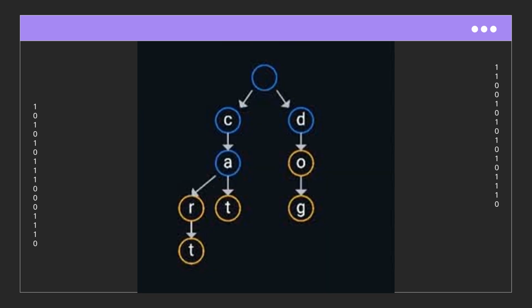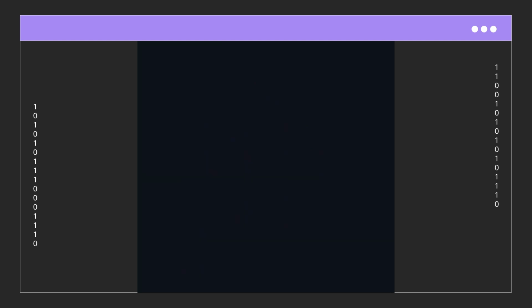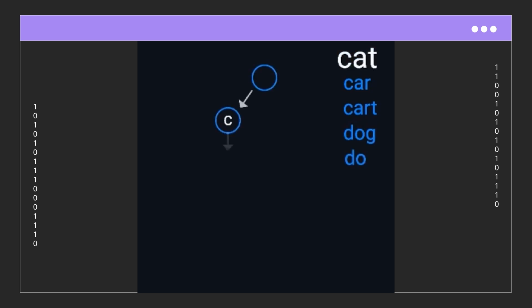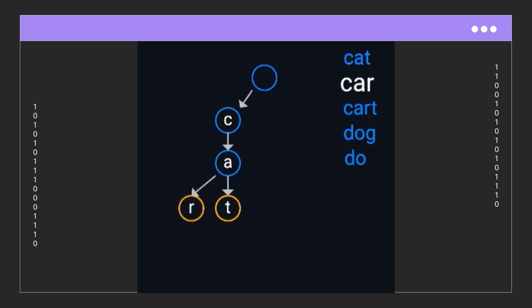Here is a visual representation of how a trie works, using the words cat, car, cut, dog, and do. For cat, we start at the root. We create nodes for C, A, and T, and we mark the node for T as the end of the word. For car, we reuse the nodes for C and A. We add a node for R and mark it as the end. For card, we reuse the path C, A, and R, and we add a node D, and we mark it as the end.